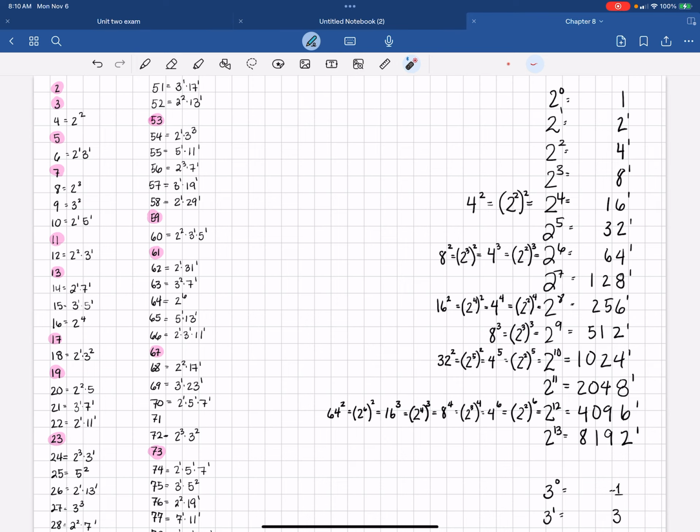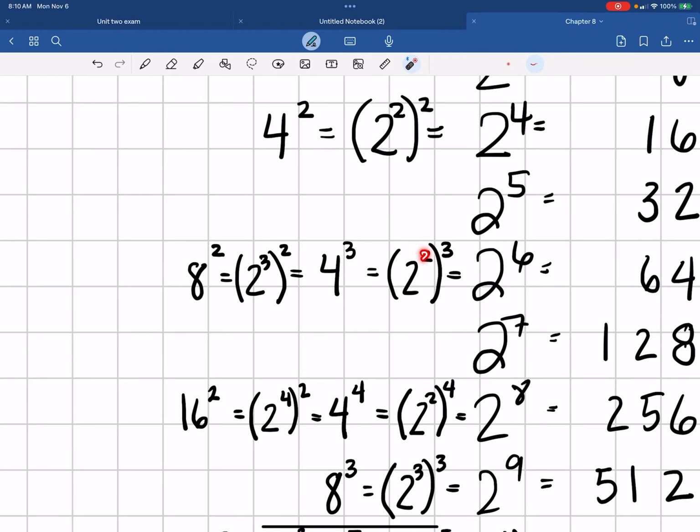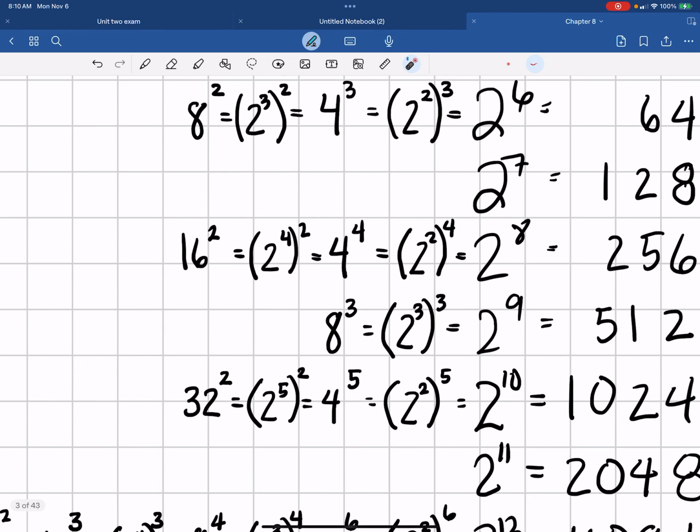The next one, 6, that is a multiple of 2 times 3. So 2 to the 6th can be 2 squared raised to the 3rd power, so that's 4 to the 3rd. Or we can get 6 by going 3 times 2, so it's also equal to 2 cubed raised to the square power, which is 8 squared. So 64 is 2 to the 6th, 4 to the 3rd, or 8 squared. So it has multiple interpretations.